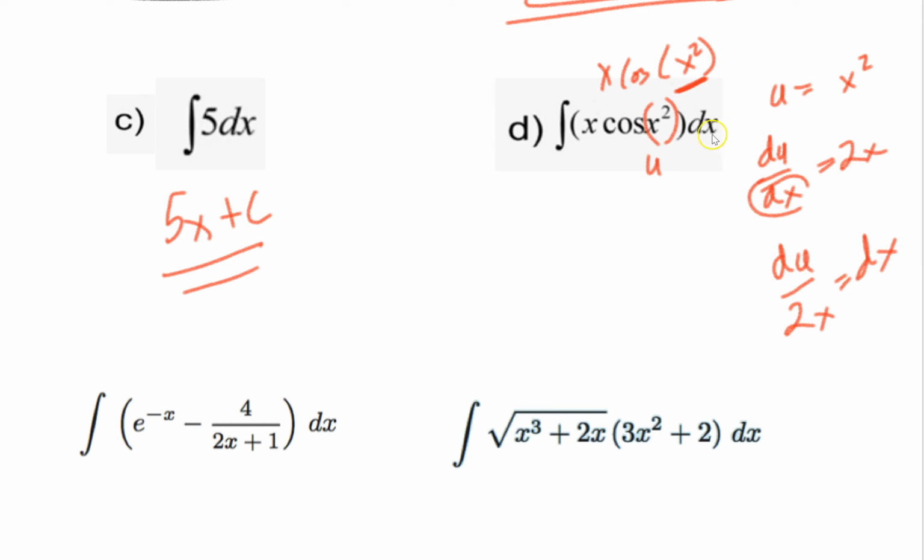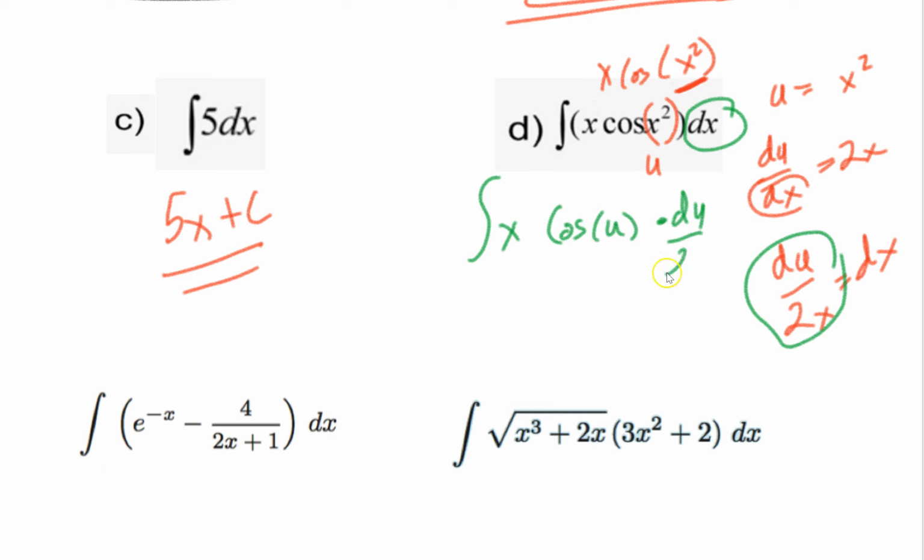So you can change this with this, and the rest of it just kind of plug it in. So integral of x cosine of u times du over 2x. If you notice, this x and this x reduce. I could pull out the 1/2.